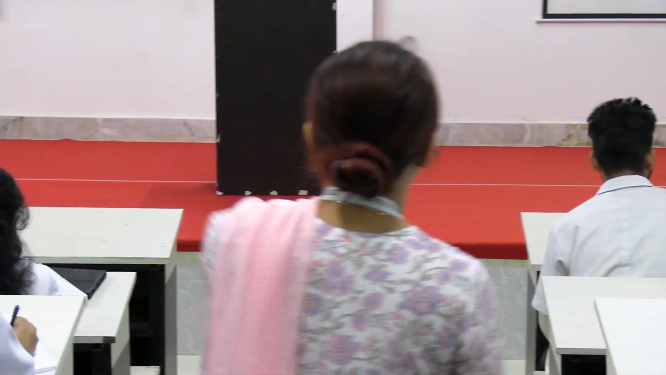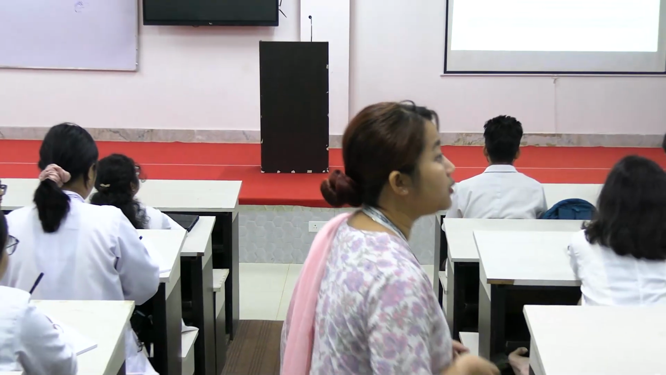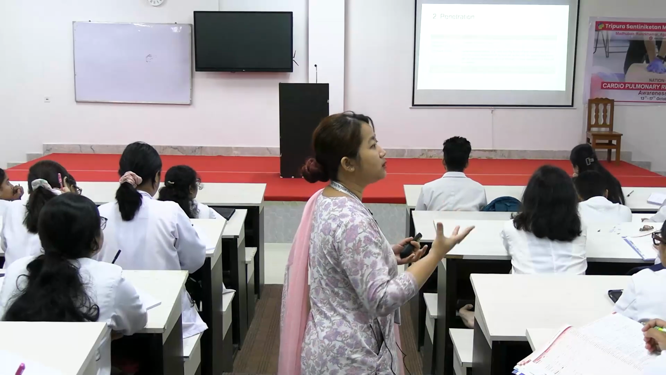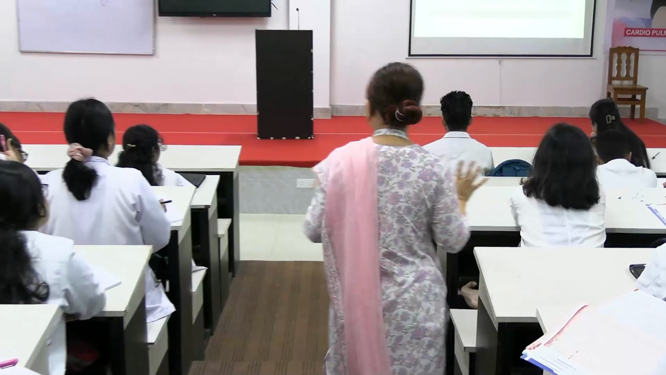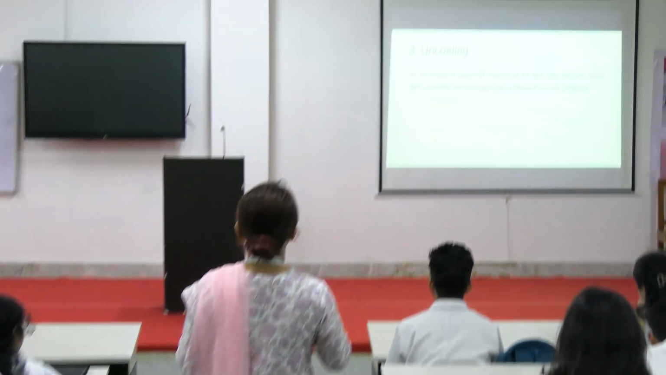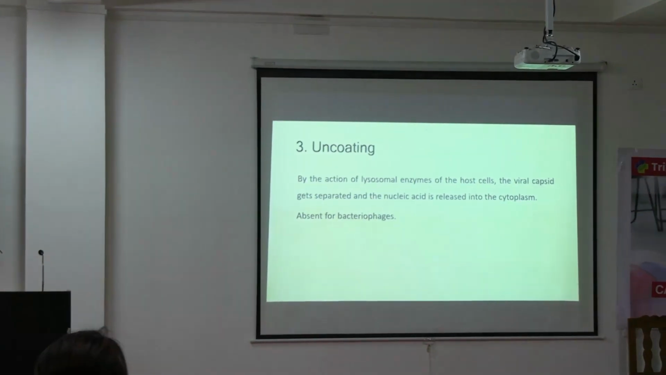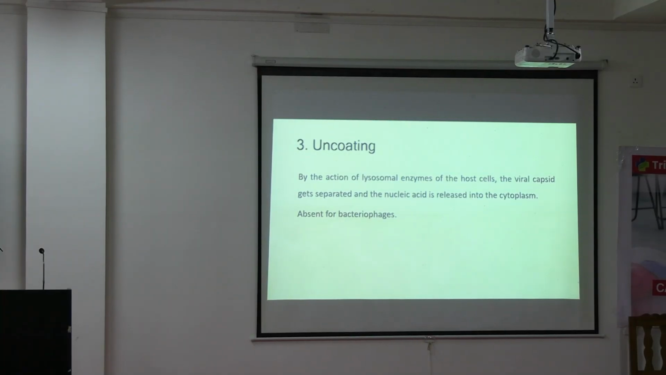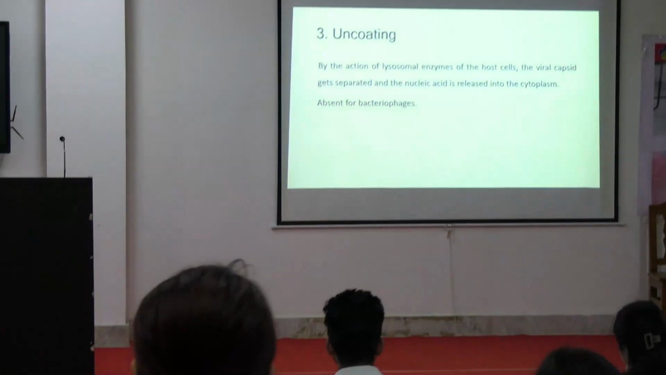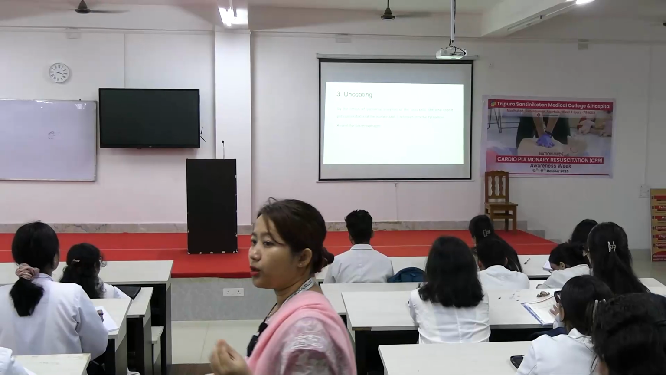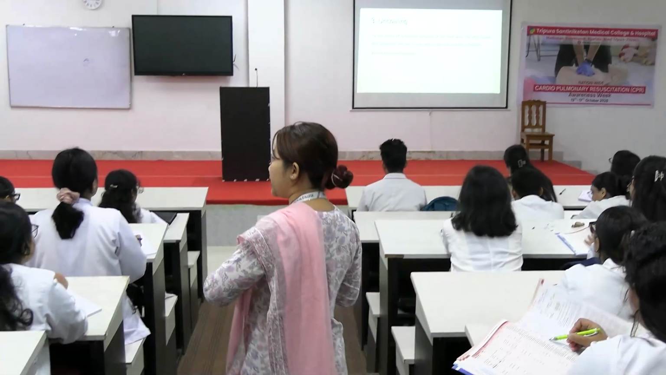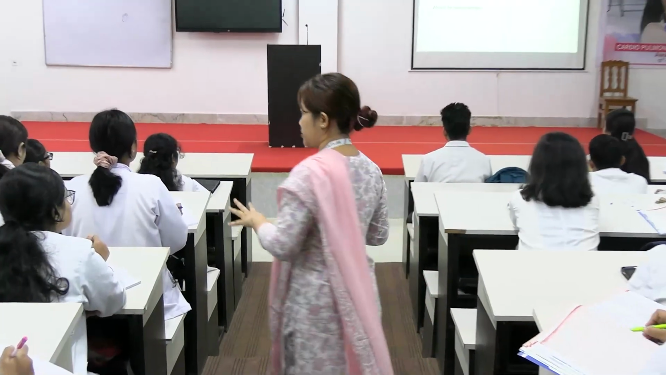Penetration can happen by phagocytosis, membrane fusion, and injection of the nucleic acid. What is phagocytosis? All of you have learned about it during your biology class. What is it? Engulfing of the foreign material by the? Yes, very good. Okay. Next is uncoating. Now uncoating of the virus will take place and then the nucleic acid of the virus will get released in the cytoplasm of the host cell.